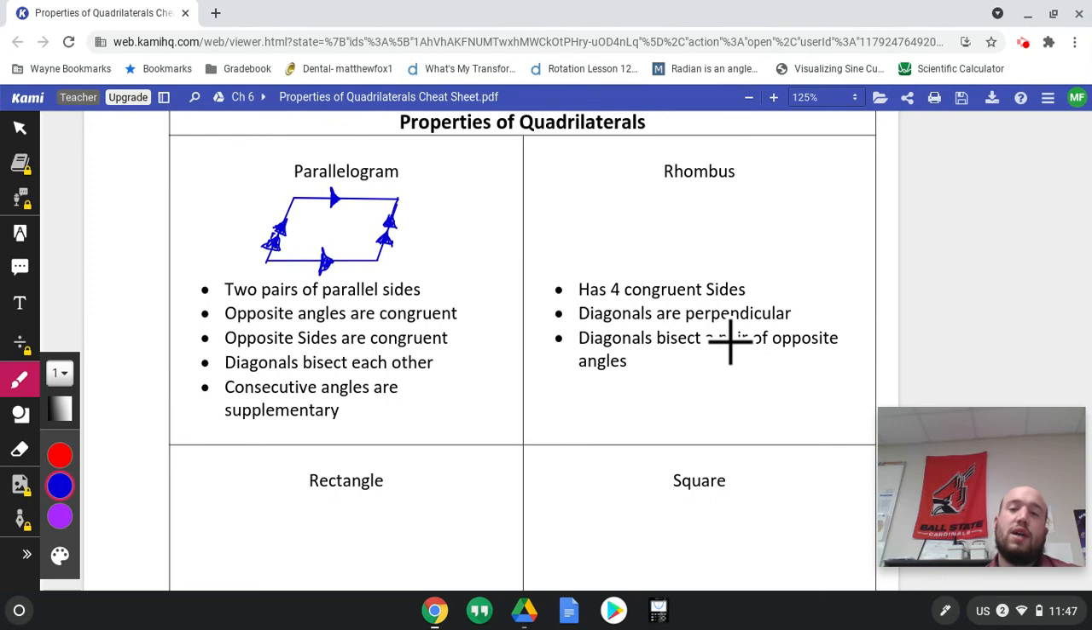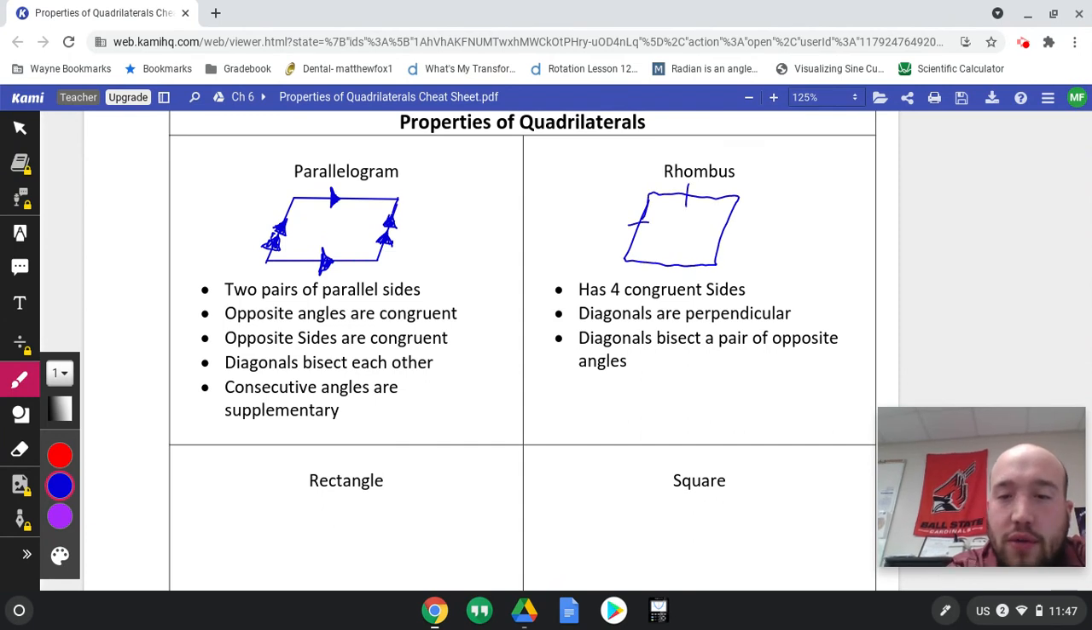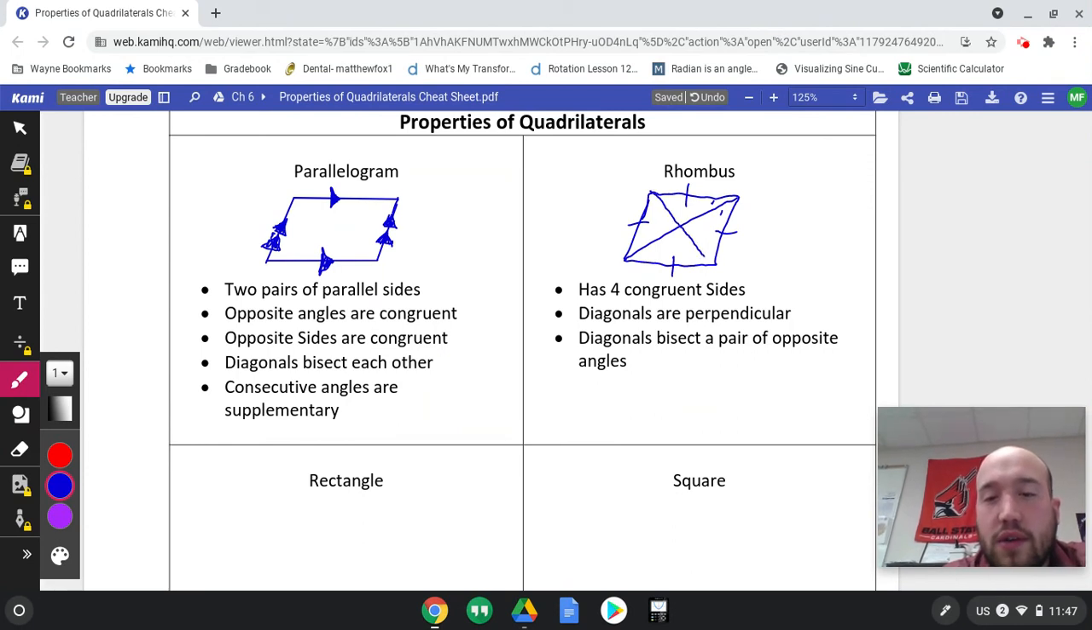All right, so our rhombus. This has four congruent sides. And so that means 1, 2, 3, 4. Those four sides are all the same. The diagonals are going to be perpendicular, meaning they form a right angle. So we know that's 90 degrees in the middle. And then the diagonals also bisect a pair of opposite angles, meaning if I draw a diagonal here, we know that these two angles are going to be the same because it's bisected. Likewise, if I draw that diagonal, we form four right angles in the middle here.